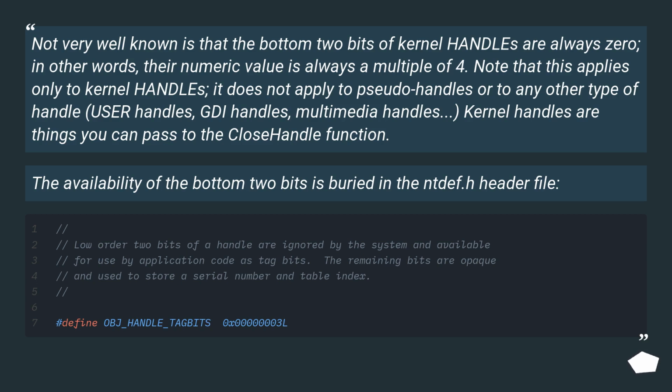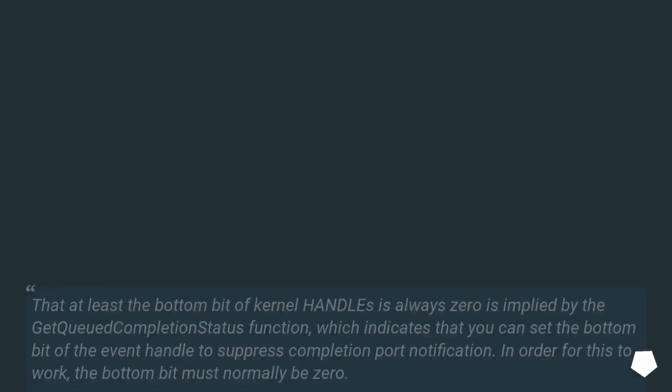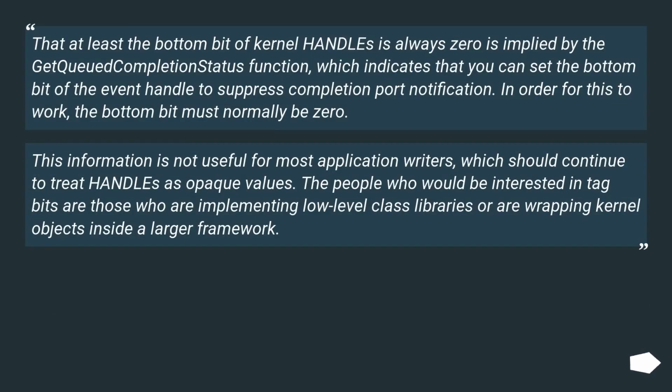The availability of the bottom 2 bits is buried in the ntdef.h header file. That at least the bottom bit of kernel handles is always 0 is implied by the GetQueuedCompletionStatus function, which indicates that you can set the bottom bit of the event handle to suppress completion port notification. In order for this to work, the bottom bit must normally be 0.